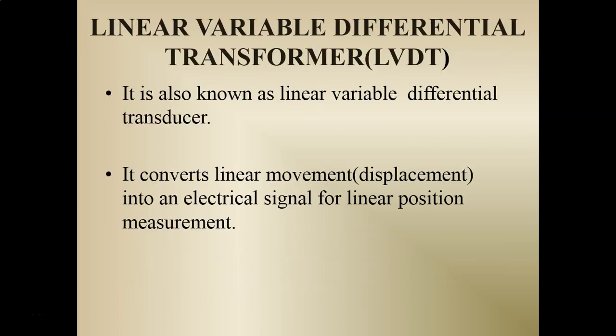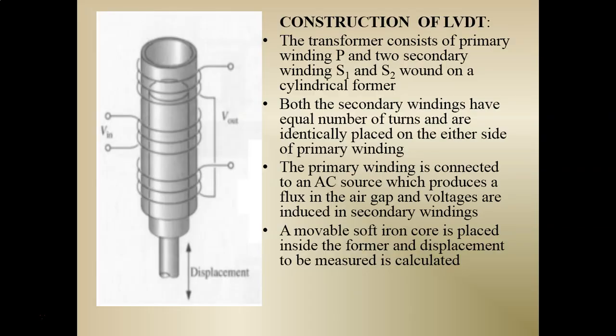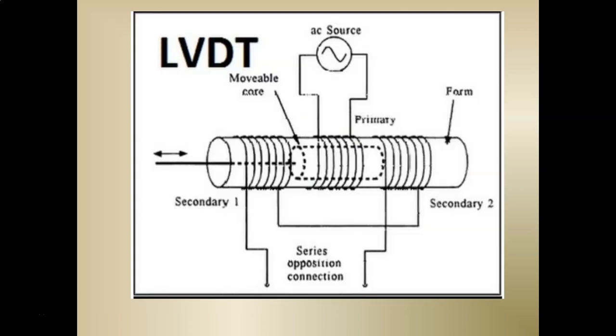LVDT, linear variable differential transformer. It is also known as linear variable differential transducer. It converts linear movement into electrical signal for linear position measurement. Construction: the transformer consists of primary winding P and two secondary windings S1 and S2 wound on the cylindrical former.